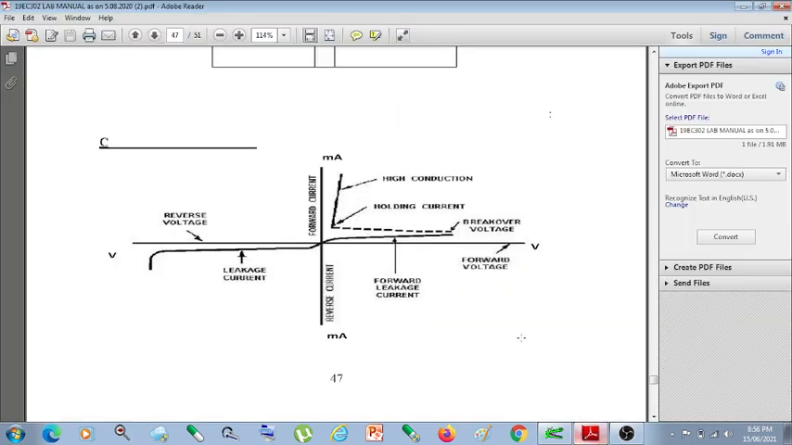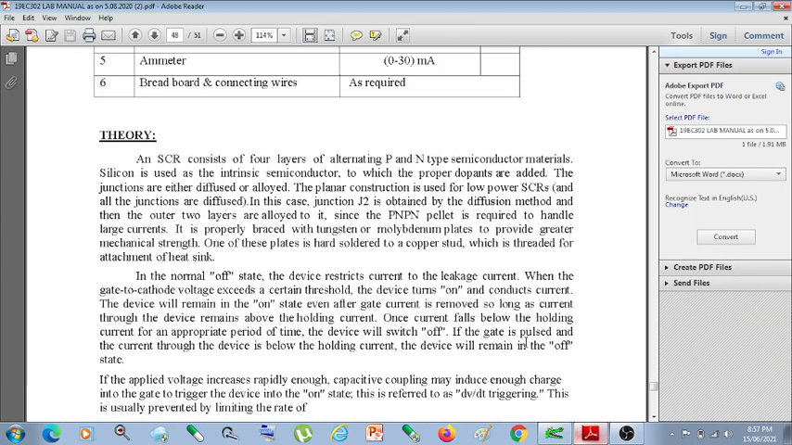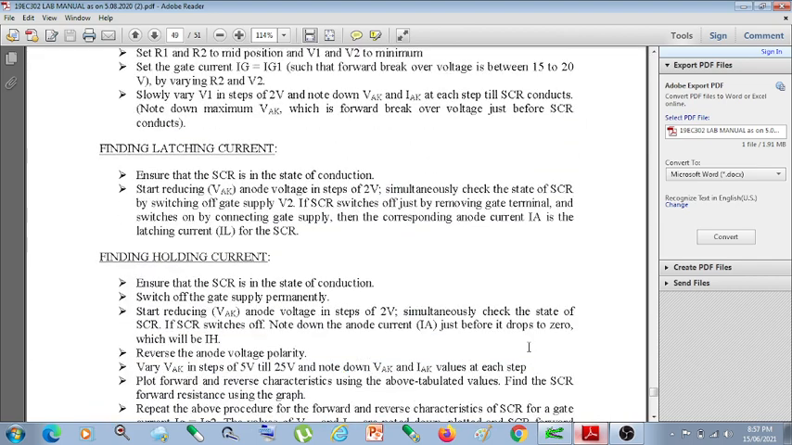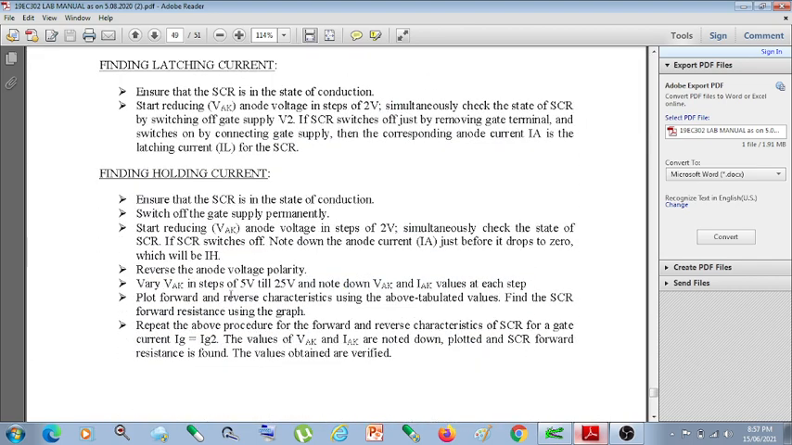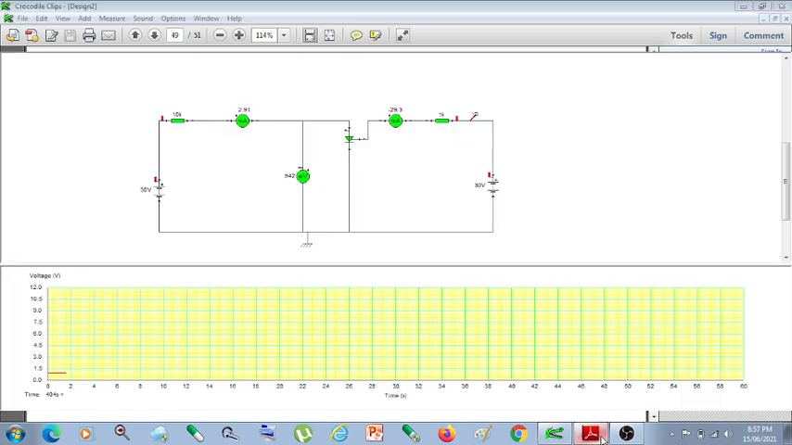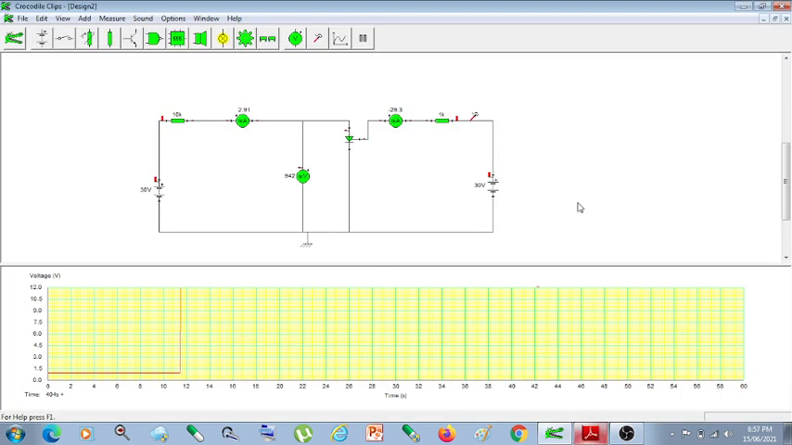So you change that with the help of the input and output voltage. So the procedure, you follow the procedure. You vary that in steps of 5 volt up to 25 volt, and note down VAK and IAK, the values at each step. Okay, so with the help of this, we can find the holding current. This is the procedure for doing the SCR. Okay, thank you.